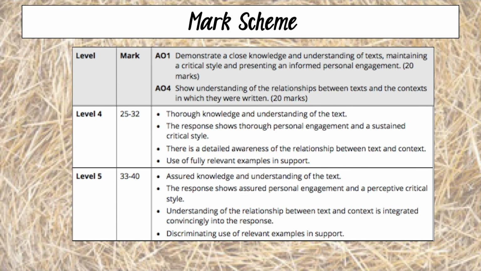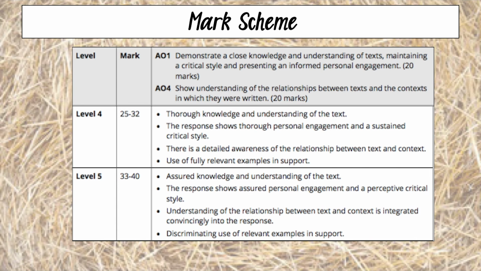Understanding of the relationship between text and context is integrated convincingly into the response. That means that with everything, when you're answering the question, you're always thinking about what John Steinbeck is trying to say about society, and throughout the essay you link each individual point you make to the overall understanding of context. And discriminating use of relevant examples in support. The word discriminating is basically saying you're not just throwing in example after example, listing that Lenny did this, then George did this, and then Curly's wife did this. You're picking the absolute best examples and explaining them really, really well.